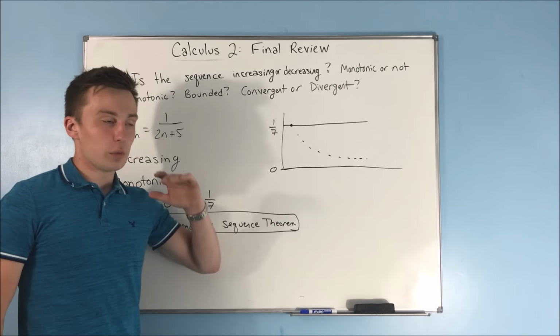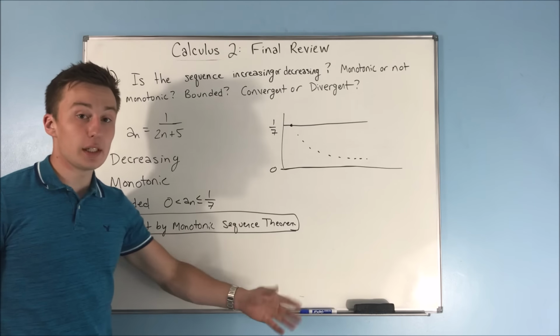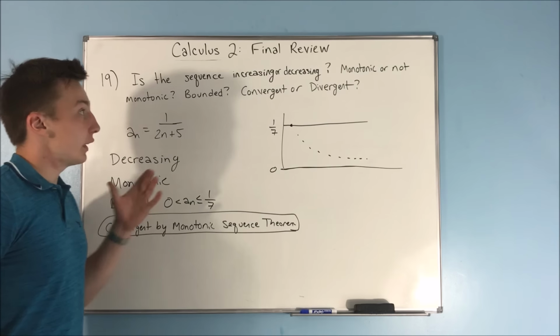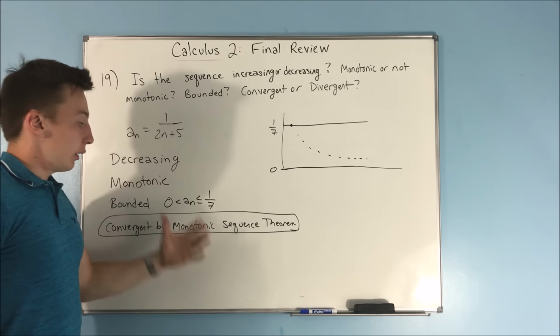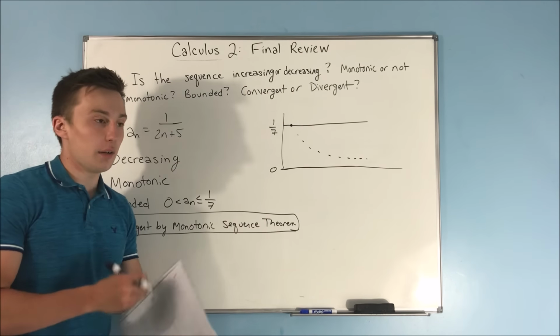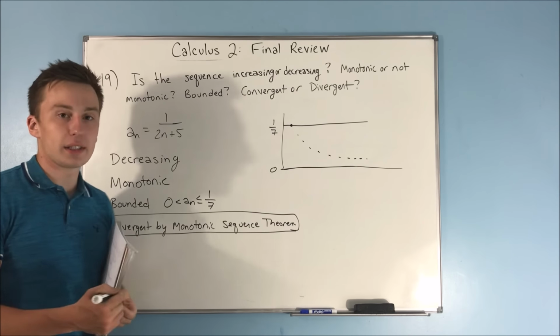Okay, so just a quick recap of the monotonic sequence theorem. It says that if you have a sequence that is monotonic and bounded, it will be convergent, and it's going to be convergent by the monotonic sequence theorem.